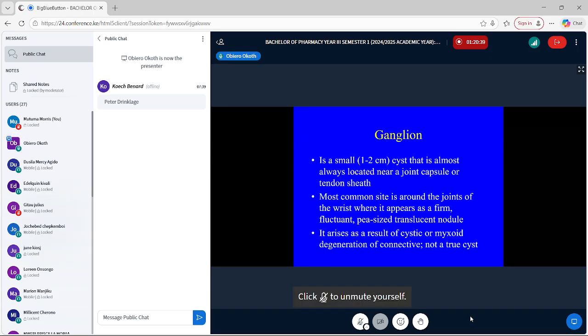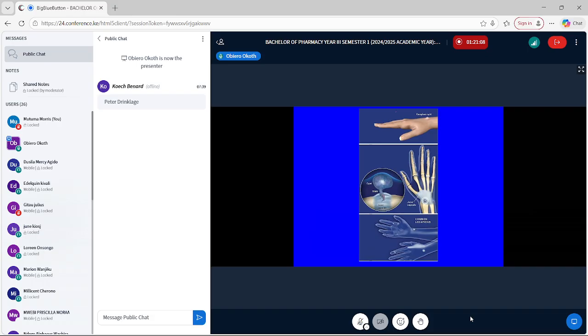For the tumors and the tumor-like lesions of the joint, ganglion is very common. I'm just showing you because you'll see it. I'm very sure one of your relatives has complained to you that they have this around the wrist joint. It's a small cyst that is almost always located near the joint capsule or the tendon sheath. Most of them appear around the wrist joint, as a firm, fluctuant, pea-sized nodule. It's not a cyst per se. You have a leakage of the synovial fluid into the tissue.